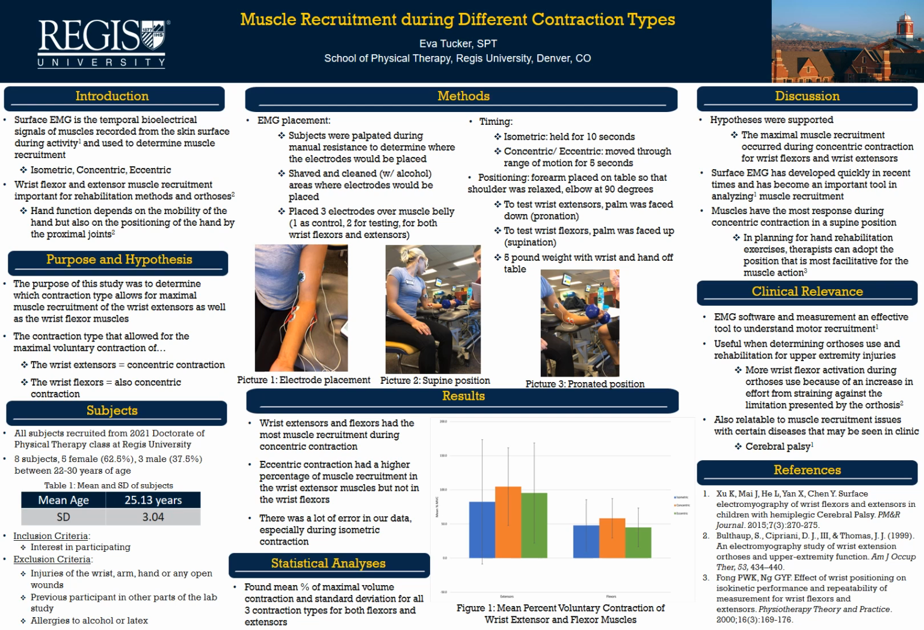The methods of this research included using manual resistance to determine where the 6 electrodes would be placed on the participant. To test for the isometric contraction, we used a 5-pound weight and it was held for 10 seconds. When we tested for the concentric and eccentric contraction types, it involved moving the wrist through its range of motion for 5 seconds, starting in a supine position for the wrist flexors and a pronated position for the wrist extensors.